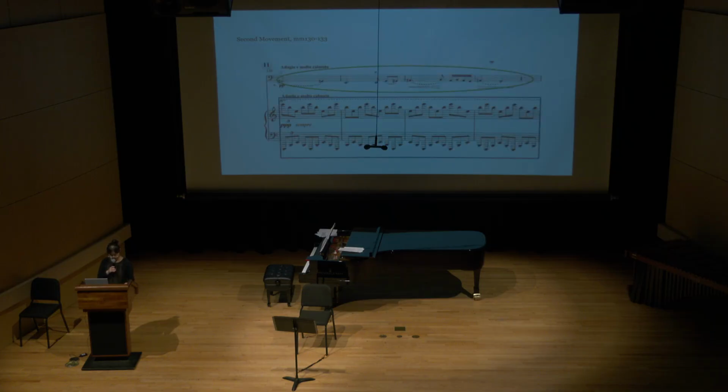And as we mentioned earlier, Clarke often used cross rhythms, and this is a very good example. And you can see that the cello is duple and the piano is triplets. Okay, so now let's hear it.